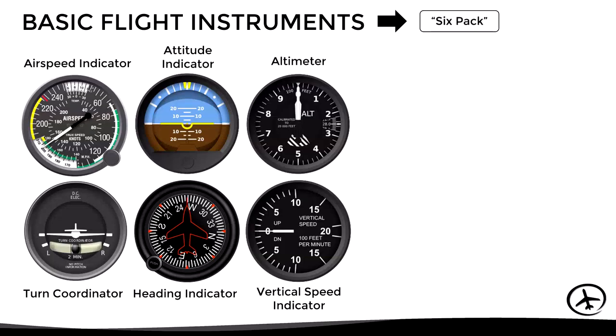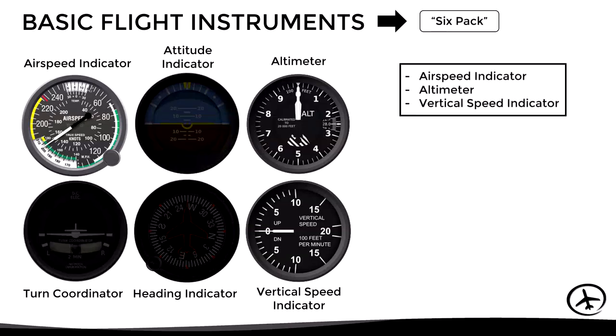However, it is not enough just to know what information these instruments give us and how to interpret it, but also to know how they work, that is, their principle of operation. In this case, 3 of these instruments, specifically, the airspeed indicator, the altimeter, and the vertical speed indicator, use air pressure to give their readings.